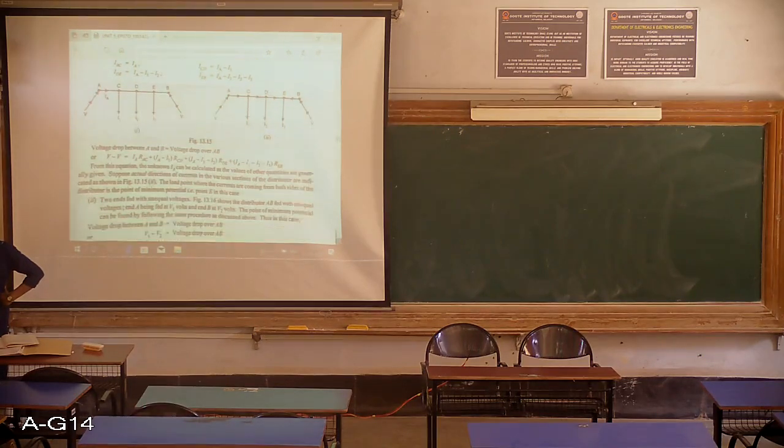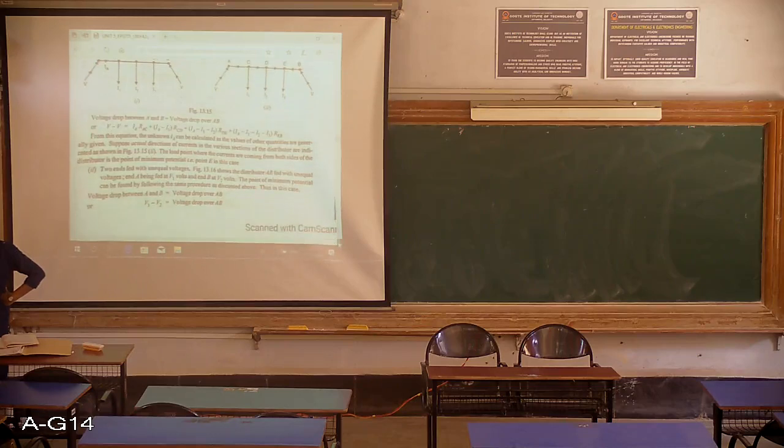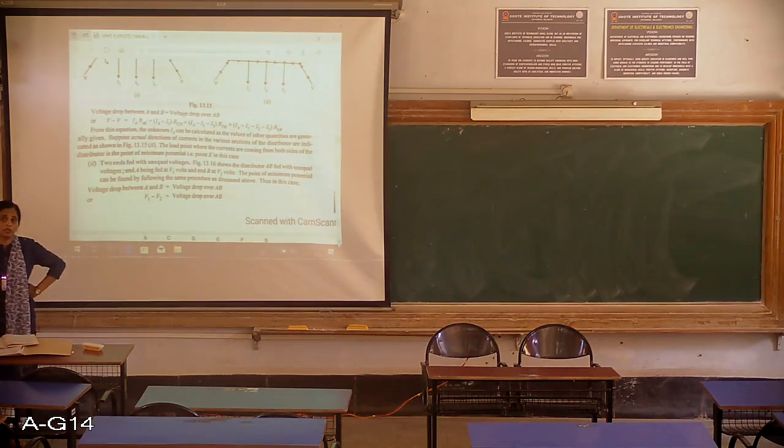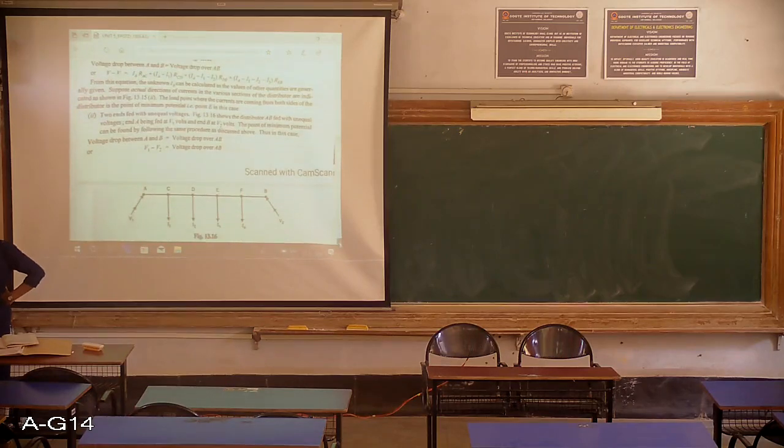Now, the second case: a distributor fed at both the ends with unequal voltages. In this case you can see, this is the feeder. It is fed at point A and it is fed at point B. But here the voltages V1 and V2 are not equal. V2 is the voltage at point B. The figure shows distributor AB fed with unequal voltages: end A is at V1, end B is at V2.